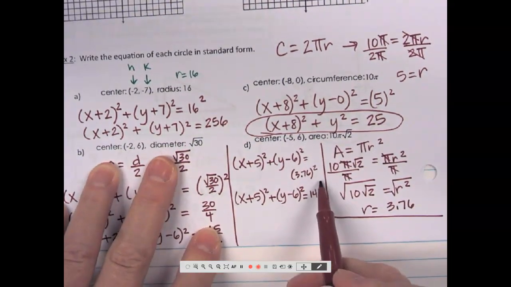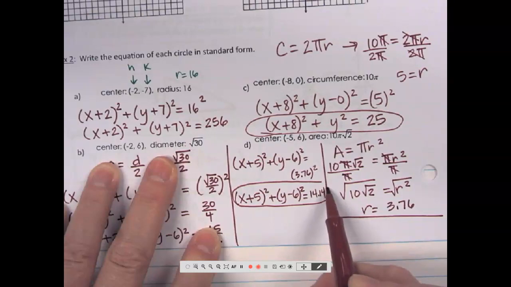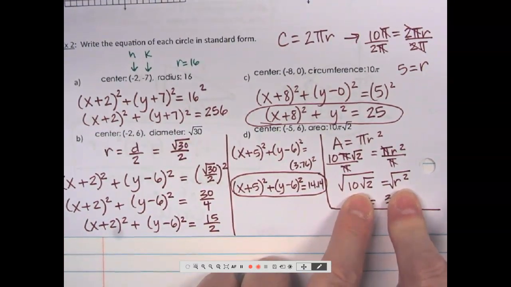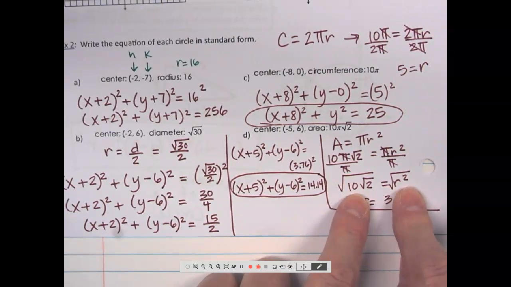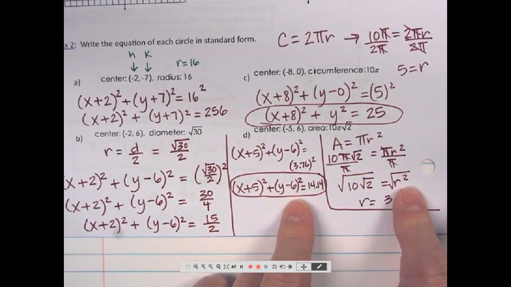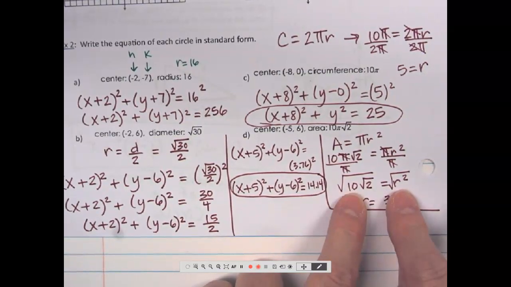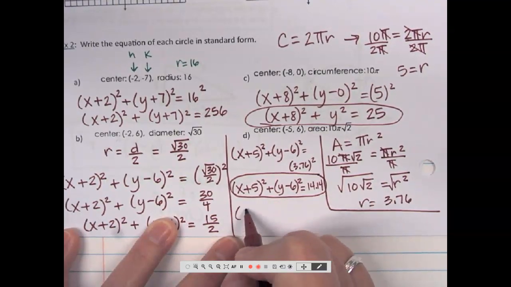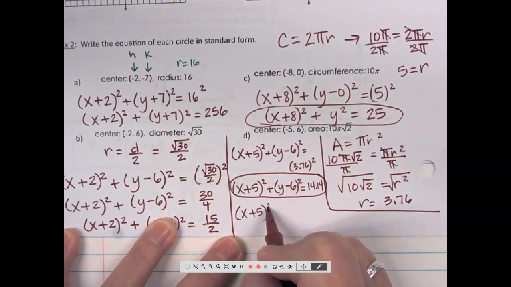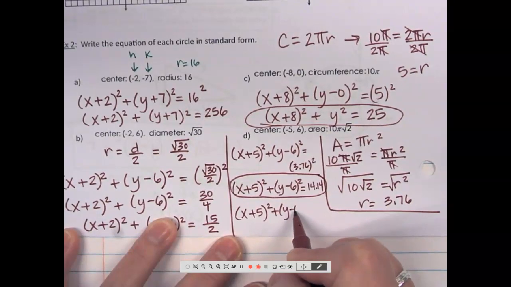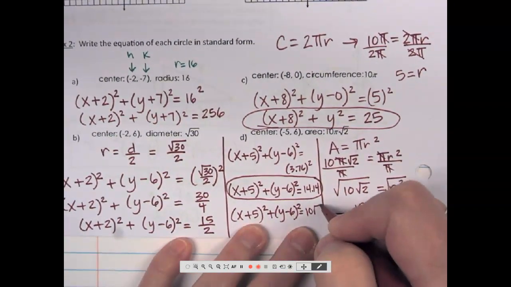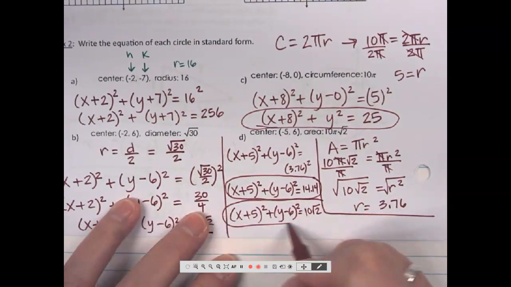Okay, so I could leave it like that, but let's go back for a second. Didn't I already know what r squared was? Remember we had r squared was 10 square root of 2? That's really what I needed for the equation. So I could also just leave this as 10 square root of 2 and not even find r. 10 square root of 2. Does that make sense?